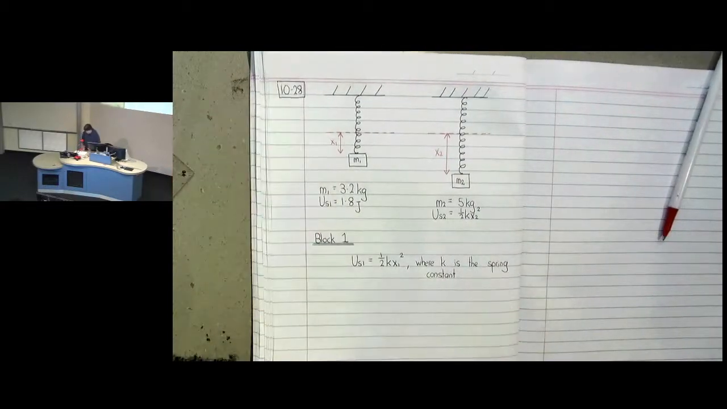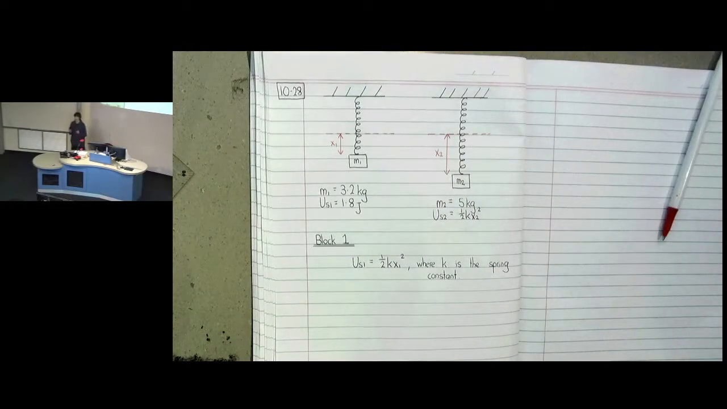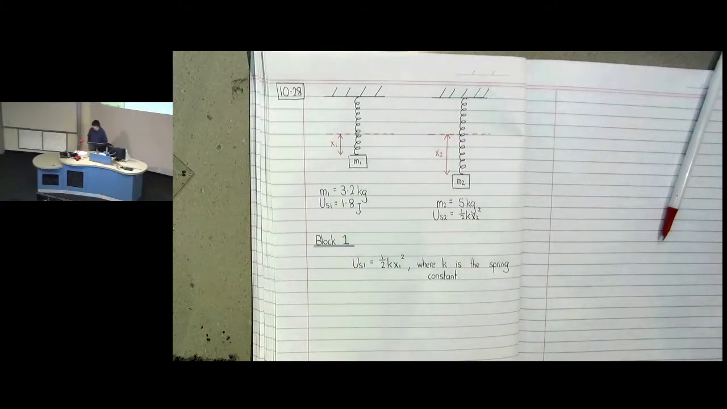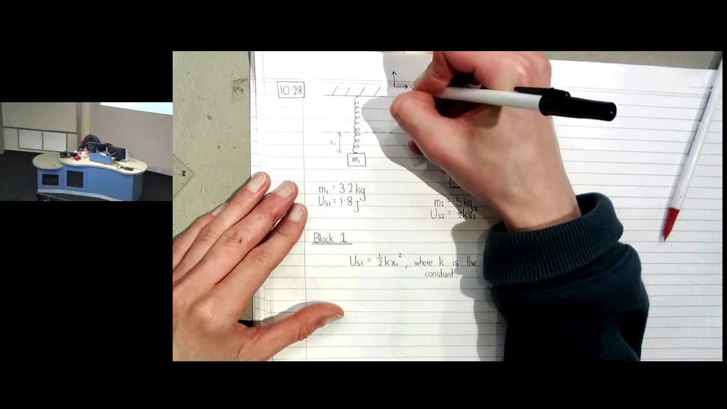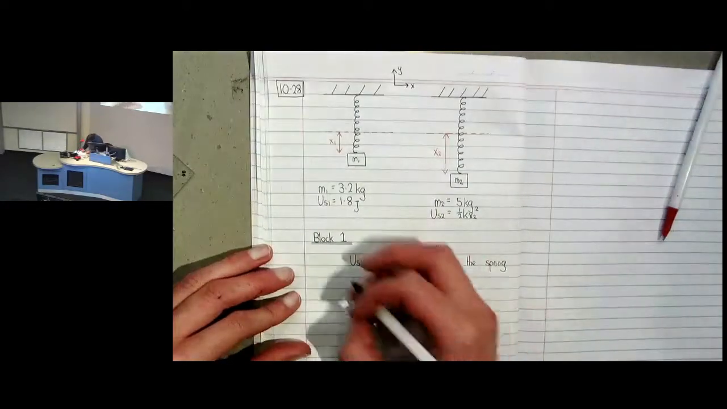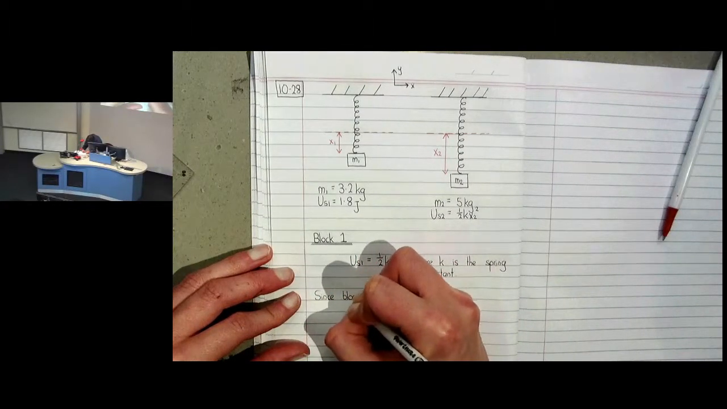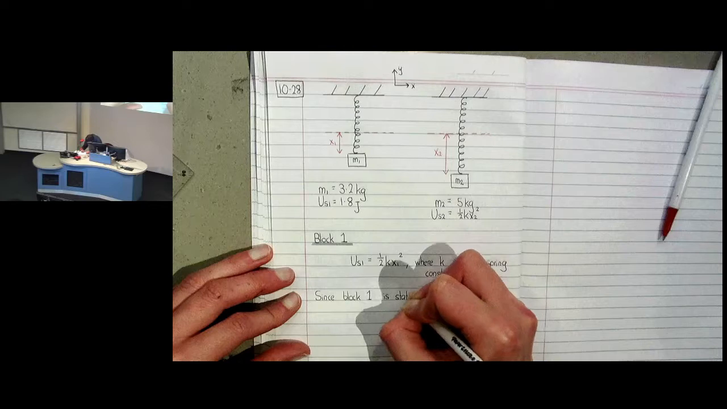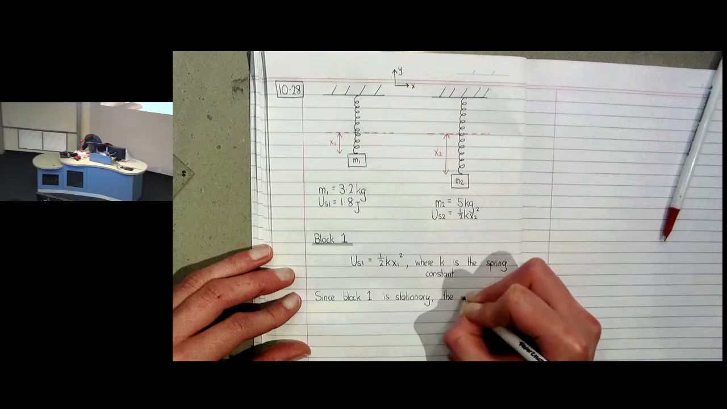Something else we can note, however, is that because this block is just dangling there stationary, the net force acting on it is just 0. So whatever force this spring is applying to the block, it has to be exactly balancing out gravity. So let's just write up a coordinate system here. And we can say that since block 1 is stationary, the net force on it is just 0.